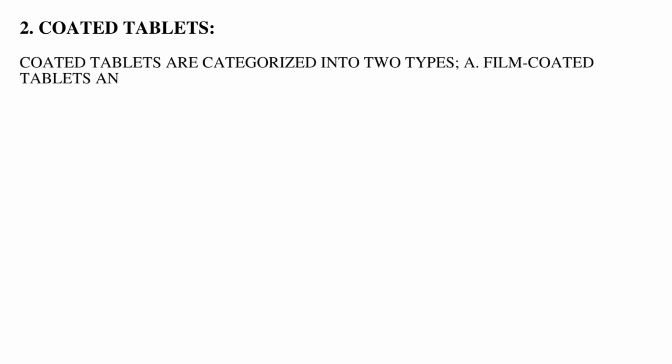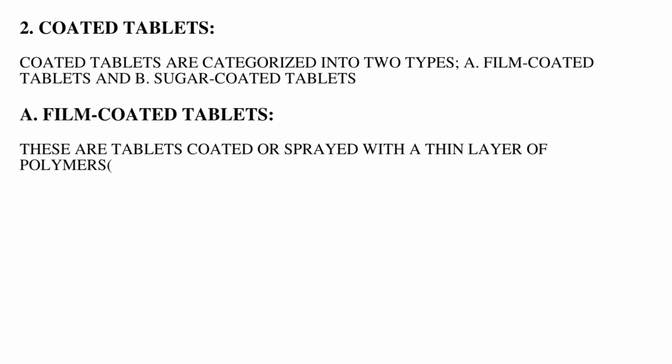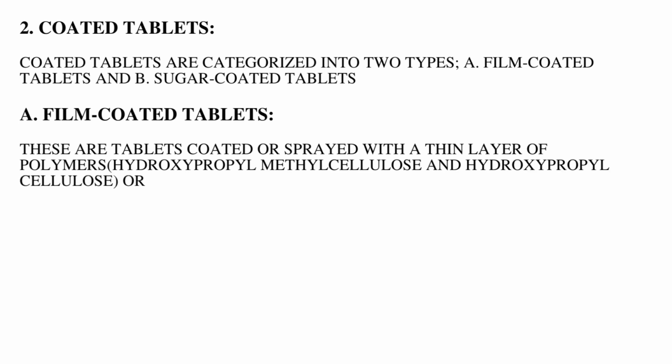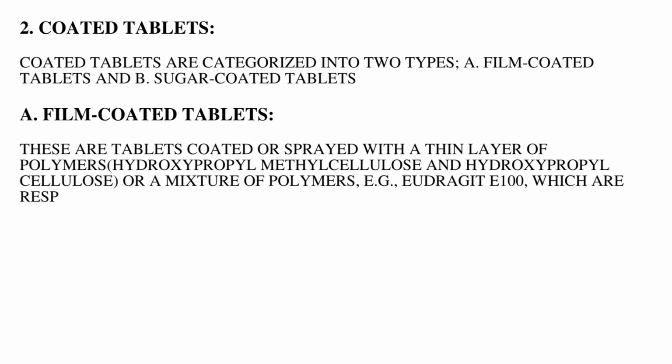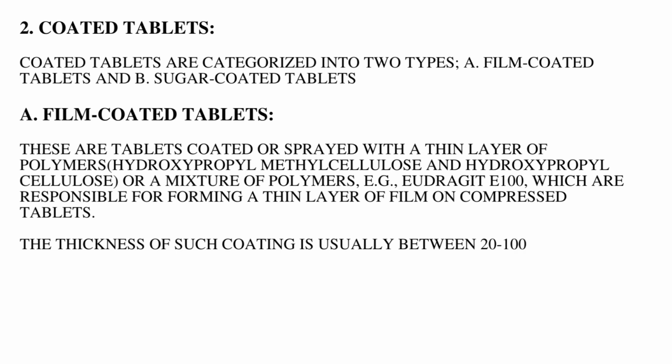2. Coated tablets. Coated tablets are categorized into 2 types, A. Film-coated tablets, and B. Sugar-coated tablets. A. Film-coated tablets. These are tablets coated or sprayed with a thin layer of polymers, hydroxypropyl methylcellulose and hydroxypropyl cellulose, or a mixture of polymers, for example, Eudragit E100, which are responsible for forming a thin layer of film on compressed tablets. The thickness of such coating is usually between 20 to 100 µm.